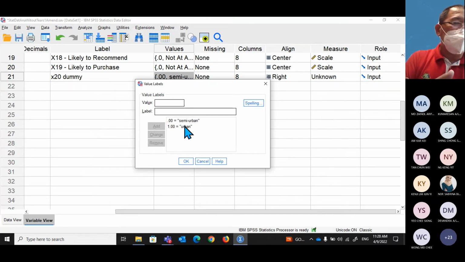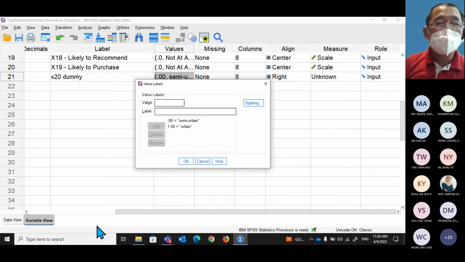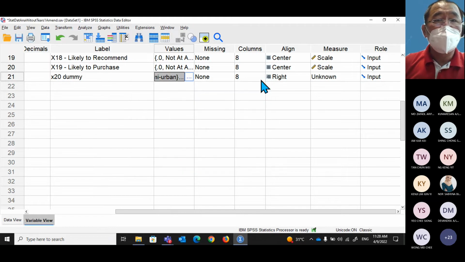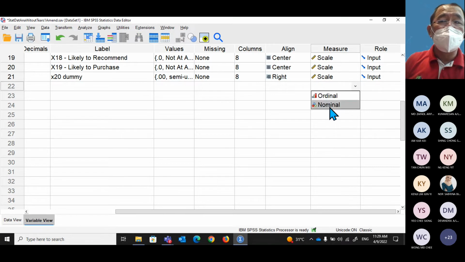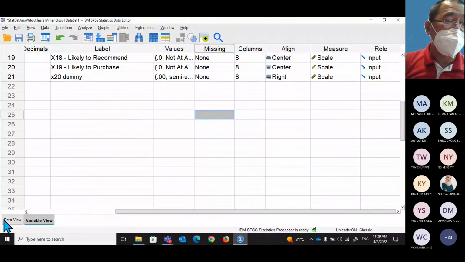Later we are going to get two equations. In the morning section, the first section, we only got one equation. Now we are going to get two: one equation for semi-urban and one for urban. Then change the measure to scale. Okay, the variable view is done.